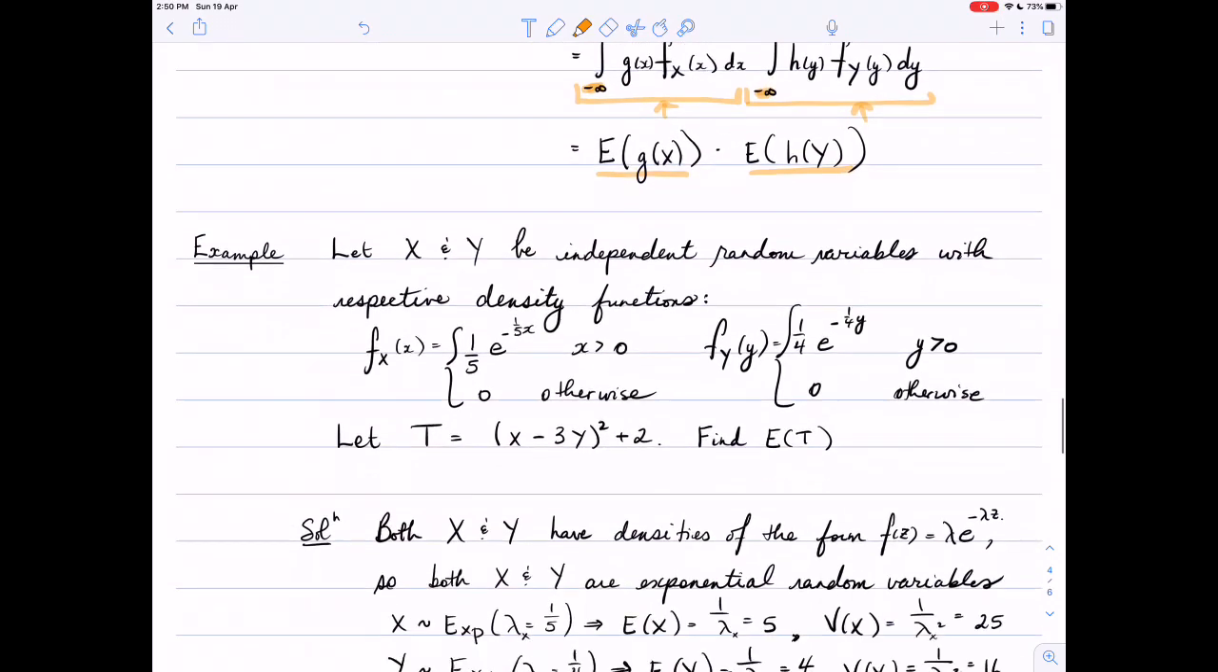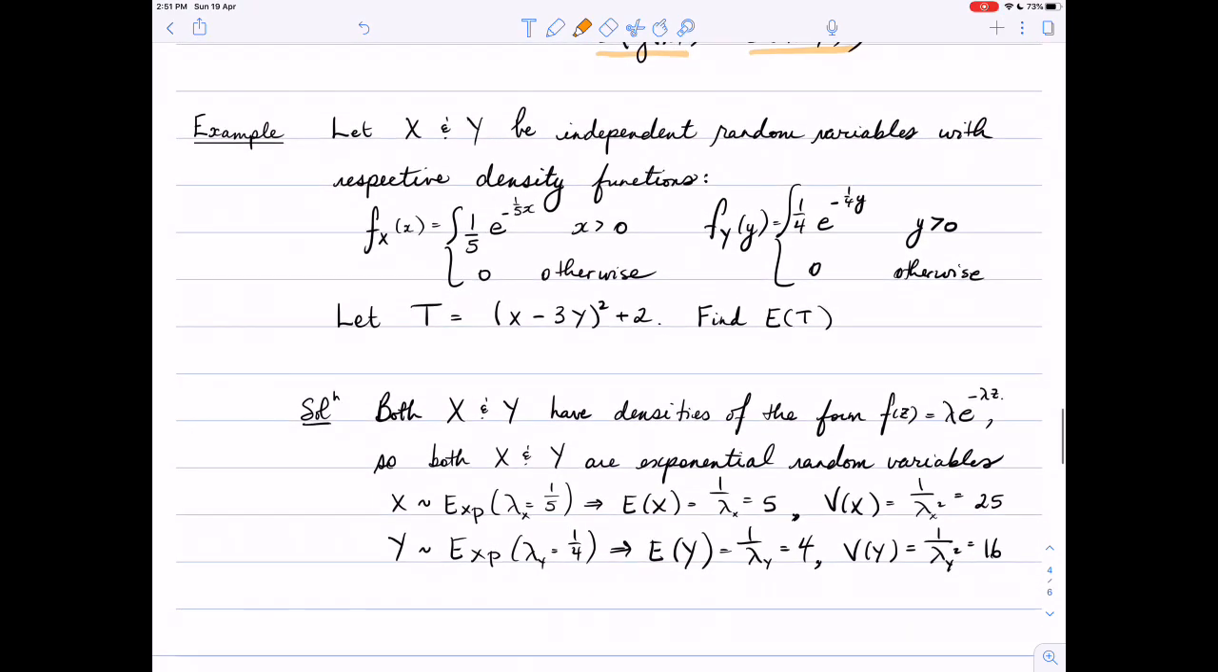So let's look here at one last example. Let x and y be independent random variables with respective density functions. Here's the density function of x: 1/5 e to the minus 1/5 x for x greater than 0, or 0 otherwise. And the density for y is 1/4 e to the minus 1/4 y, for y greater than 0, or 0 otherwise. If we let t be this expression of x and y, we are asked to find the expected value of t.